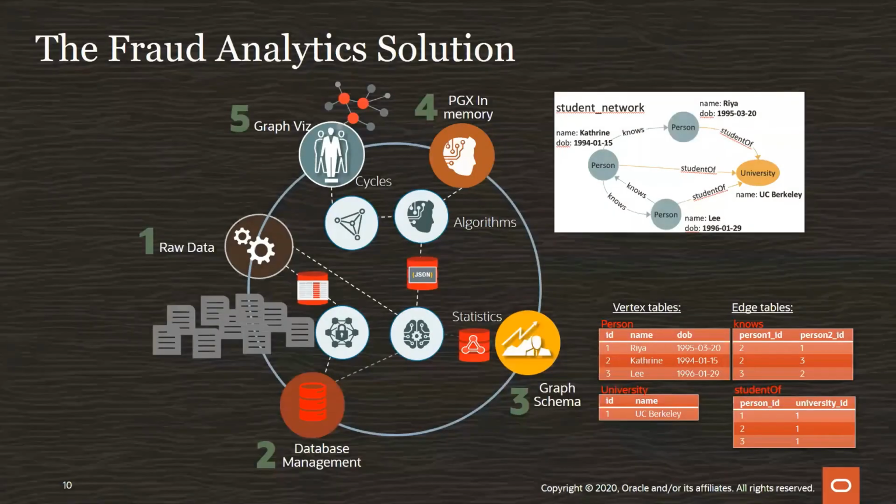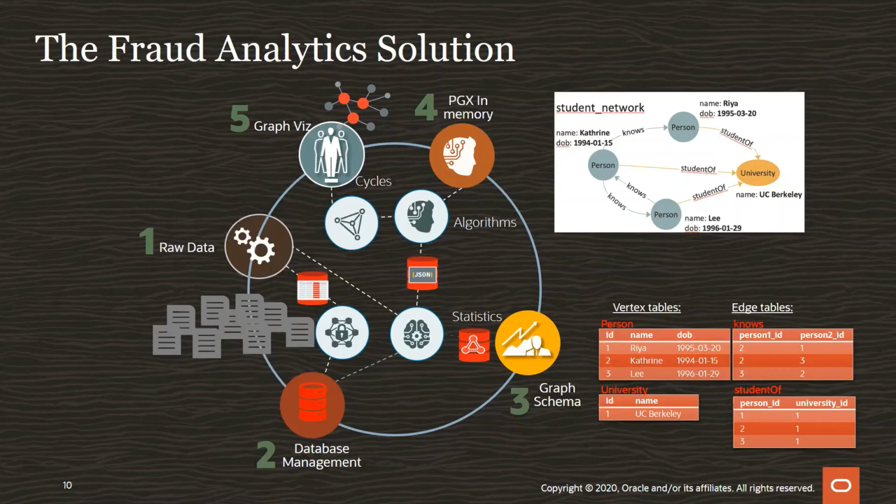This is just to highlight the framework of a fraud analytics solution. So if we look at step 1, we collect the raw data of the financial transactions between different customers. We try to put it in a database in a very structured format. And once we have the data ready in a structured format in a database, we then generate a graph schema from the transactional data. So it basically generates the vertex tables and the edge tables.